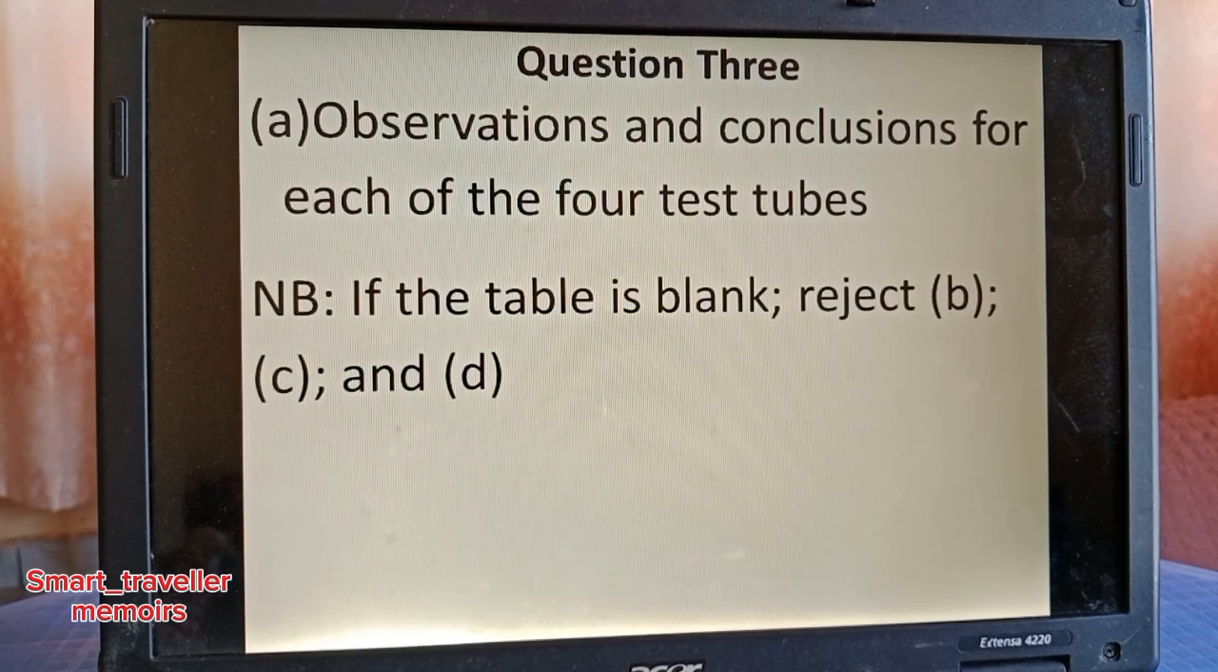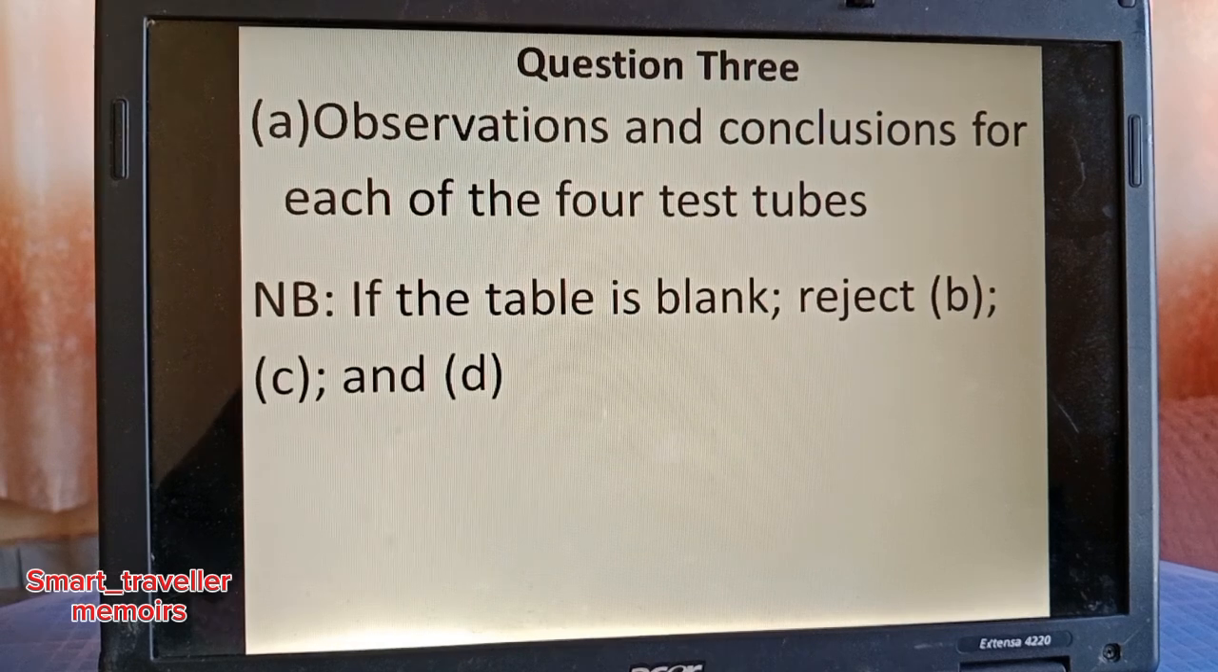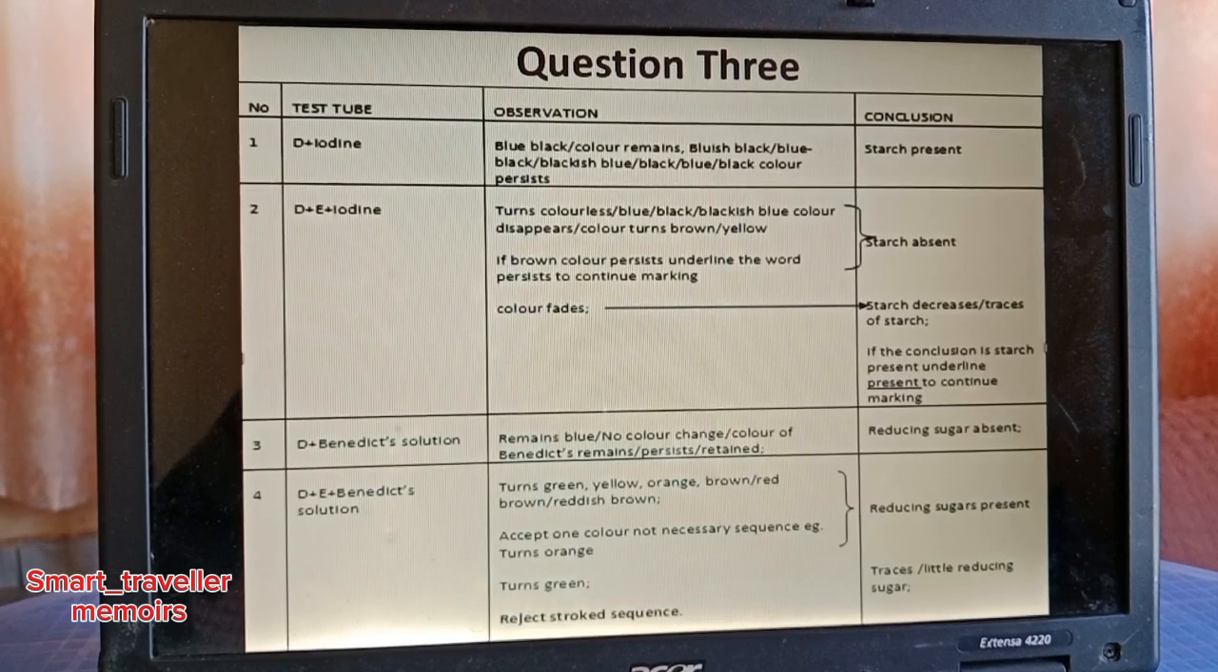Question 3. Observations and conclusions for each of the 4 test tubes. If the table is blank, reject everything. That's the way we looked at it. So, question 3, we had mentioned the test tubes and the numbers. So let's go to observations, and you find that in number 1, blue black, starch present. In number 2, the color turns colorless or blue, starch absent, and so on.